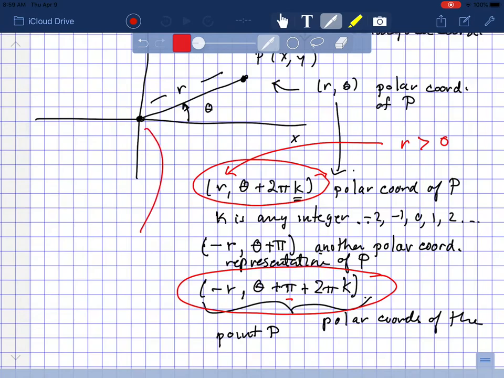The interesting thing here also to note is that the origin has the polar coordinates 0, because if the point P is located at the origin, then the distance between the 2 points, the origin and the point P, that of course is 0. And then the angle can be anything. So theta is any angle. Okay.